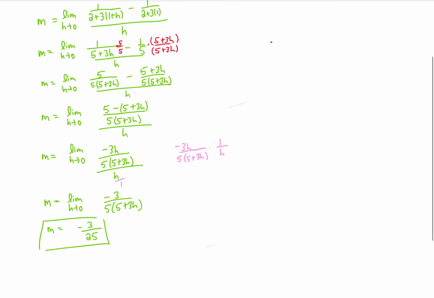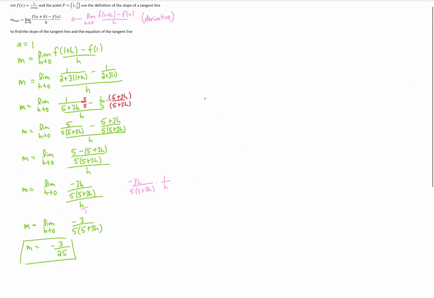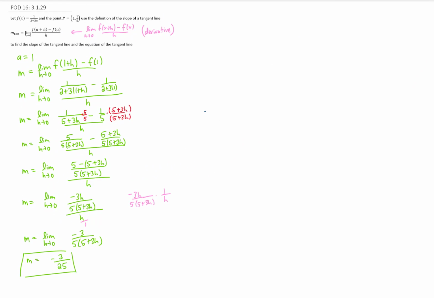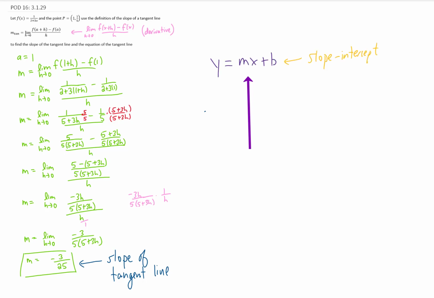Now let me zoom out here so we can see the original problem again. We were asked to find the slope of the tangent line, which we just did, but we were also asked to find the equation of our tangent line. To find the equation of a tangent line, you might recall a couple of forms for lines. One is called slope-intercept form, the other is called point-slope form. And we can use either formula to find the equation of our tangent line. I'll just use point-slope form.